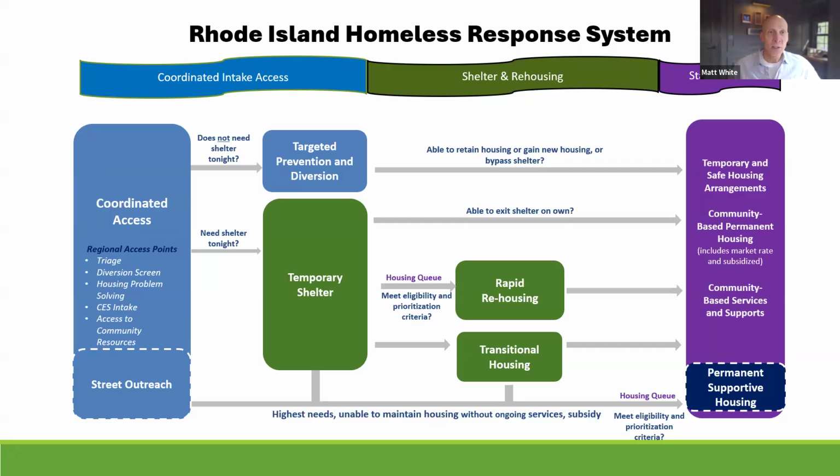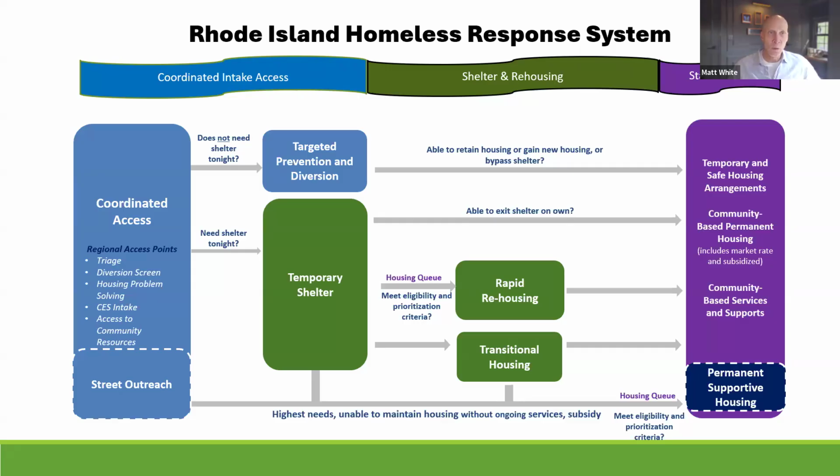And these represent the ways in which people, in the very beginning of their crisis or first reaching out for help, have different touch points. They could go to a regional access point. They could be contacted by a street outreach team. They might go directly to shelter, but coordinated access represents the front door to our system.